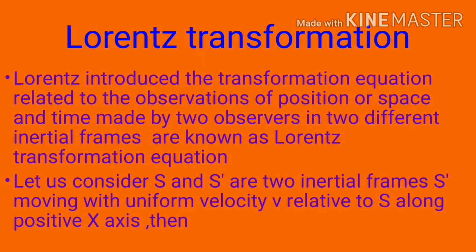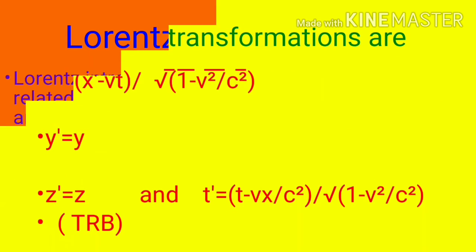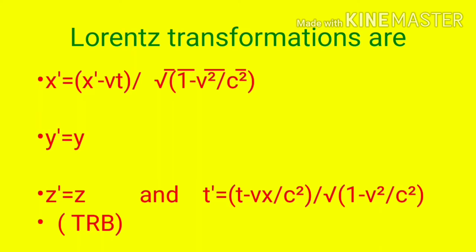Lorentz introduced the transformation equations relating the observations of position or space and time made by two observers in two inertial frames. Lorentz transformation: x dash is equal to x minus vt divided by square root of 1 minus v square by c square. y dash is equal to y, z dash is equal to z, and t dash is equal to t minus vx by c square, divided by square root of 1 minus v square by c square. This is asked in TRB question.